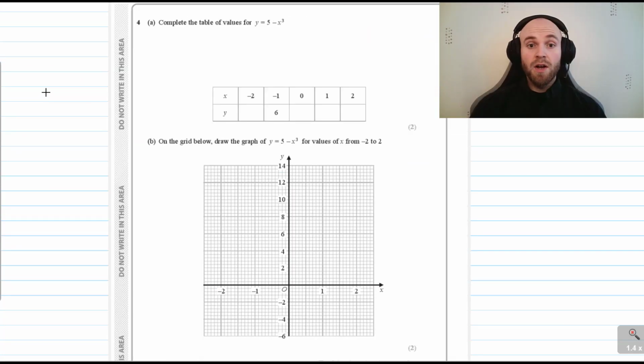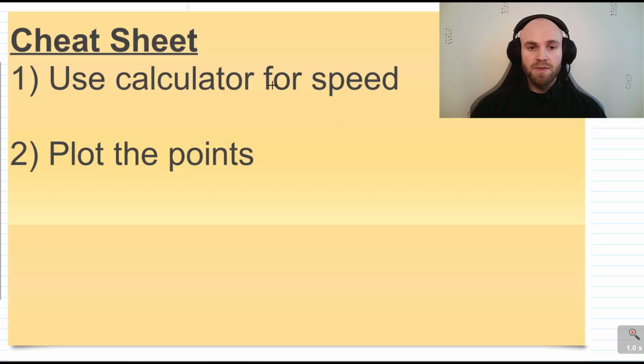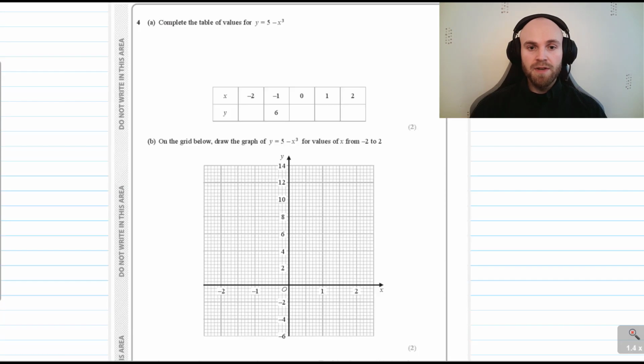Question 4a, complete the table of values for y equals 5 minus x cubed. And we have this table of values right here. So if we go to the cheat sheet, we are going to use our calculators for speed here, and then we are going to plot the points. So if we put x equals minus 2 into the equation, we get y equals 13. x equals 0 gives us y equals 5. x equals 1 gives us y equals 4. And x equals 2 gives us y equals minus 3.